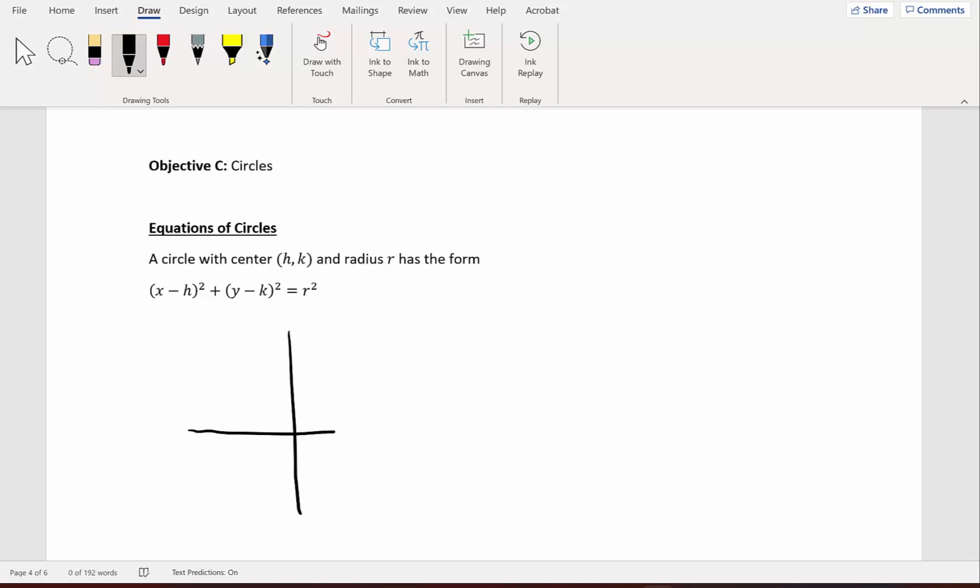So let's go ahead, let's draw a circle so we can see these properties. Okay, so we're going to have the center of our circle. This has the coordinates h comma k, so it's whatever makes this x part 0, and then whatever makes the y part 0. That's going to give you the coordinates for your circle. And then our radius. So the radius is the distance from the center to the edge of the circle. This is our r.